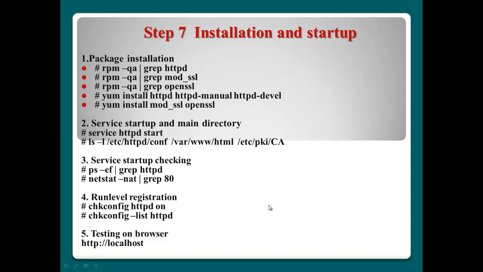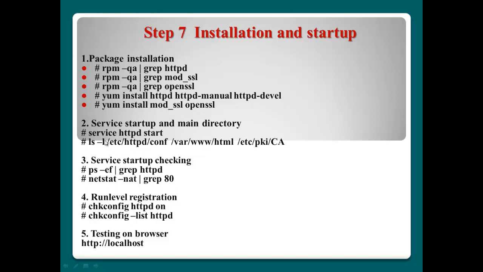Part 2 will start from step 7. Step 7 is installation and startup. For the startup of HTTPS, you need these kinds of packages: httpd, mod_ssl, and openssl. If you don't have these packages, you can install them using yum. Install the package name like this.